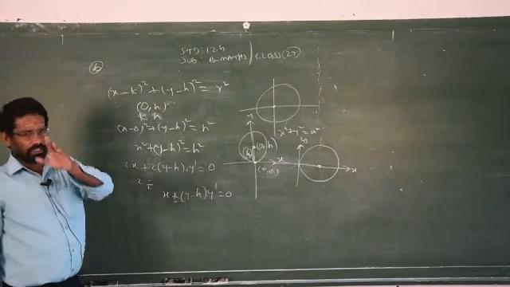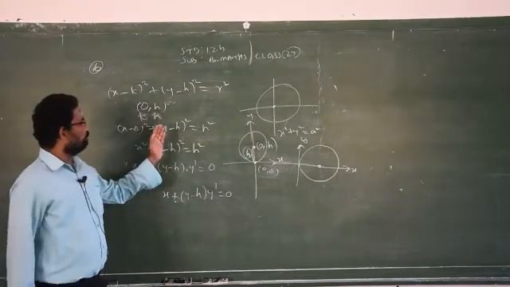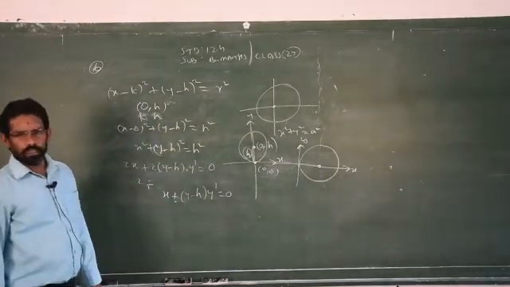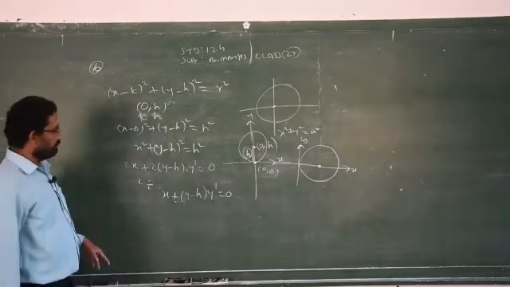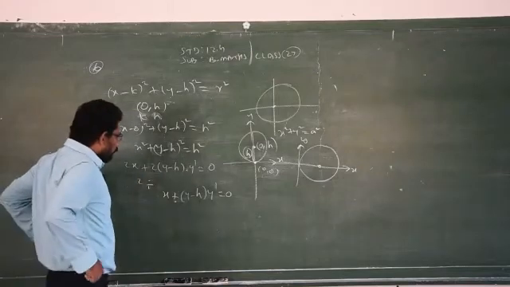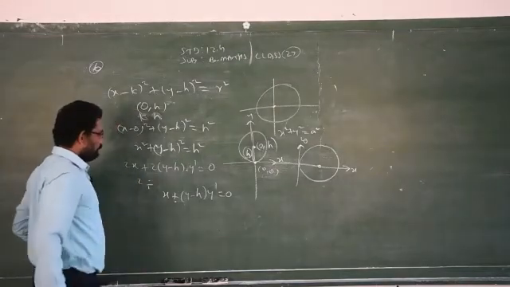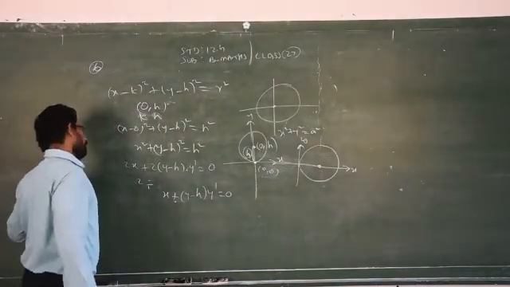So don't go for second order, because we have only one constant. If you go for second order, your answer is wrong. When one constant is given, you have to differentiate only one time. So I differentiate the first time. So from this you have to find out what is the value of h.